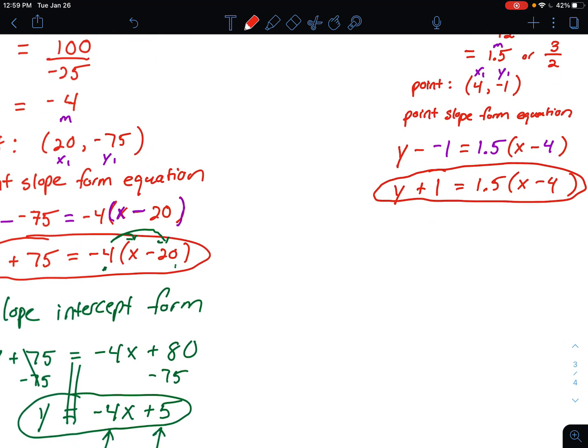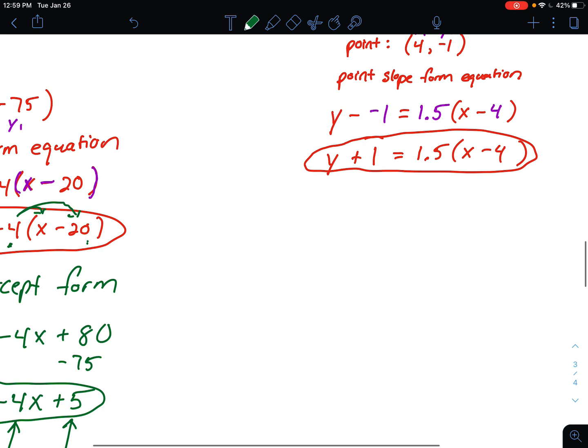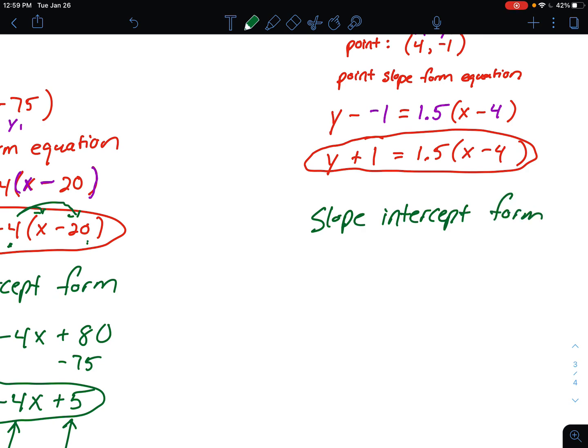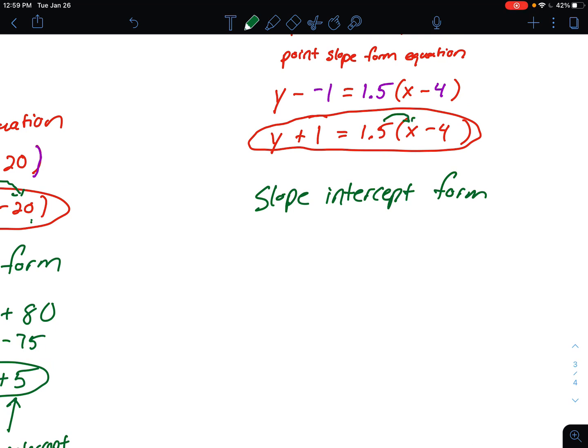And just like we did before, let's go ahead and transform that into slope intercept form. That's the y equals mx plus b. So we can see what that y-intercept is. So to do that, let's start off by just doing a little distributive property up here. So that gives us y plus 1 is equal to 1.5 times x is 1.5x. 1.5 times negative 4 would be negative 6.